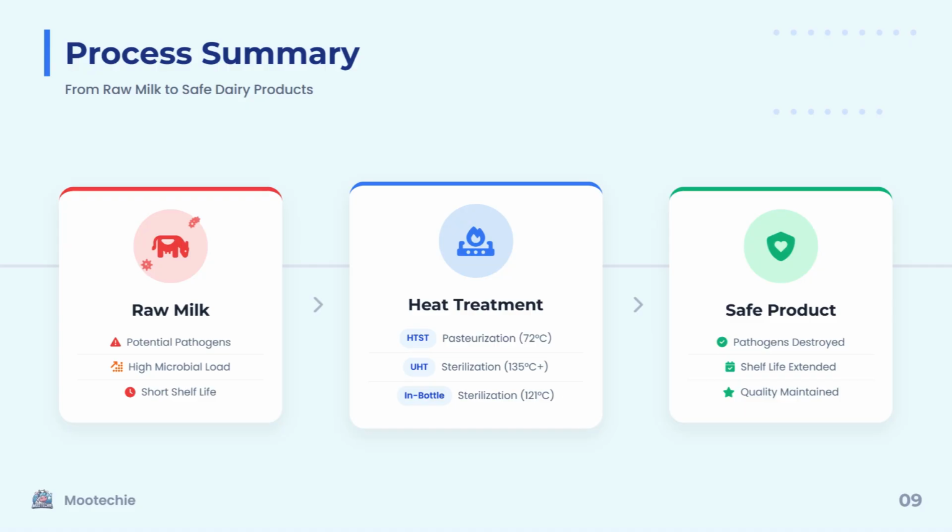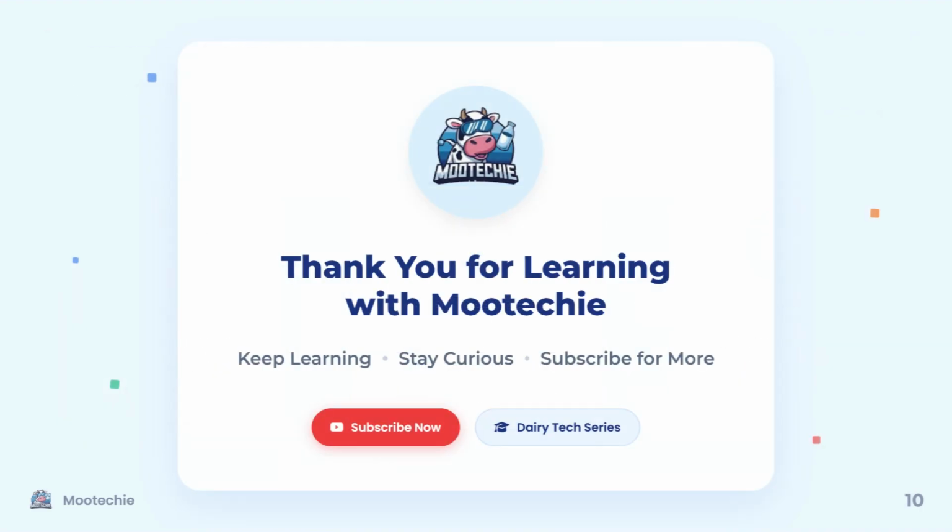To conclude, thermal processing of milk is a scientific method based on temperature-time combinations designed to ensure safety and quality. By applying controlled heat, we destroy pathogens, reduce microbial load, and extend shelf life. Understanding these principles is fundamental for designing safe dairy processing systems.